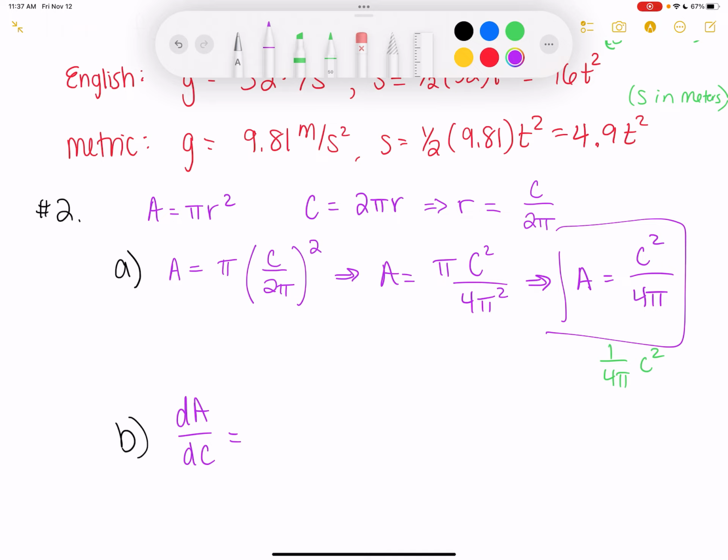The derivative of this would just be 2c over 4 pi, which is going to simplify down to... 4 pi is not a variable.